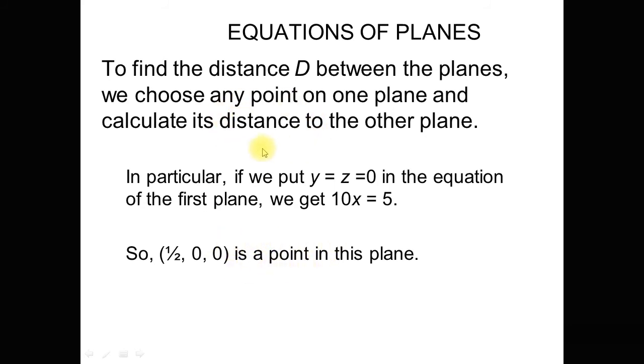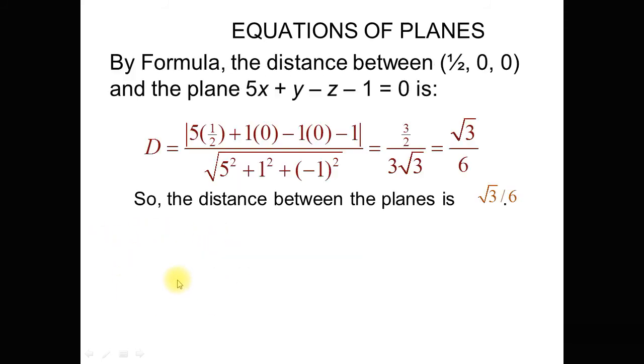So now we can find the distance between this point and the second plane. By using the formula, the distance between this point and the second plane, 5x plus y minus z minus 1 equal to 0. So just replace x, y and z by this point. This is actually the value of x, the value of y and the value of z. So 5 into 1 over 2, plus 1 into 0, minus 1 into 0, minus 1, absolute value.